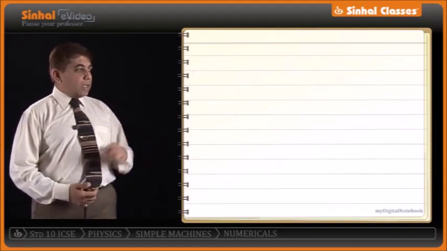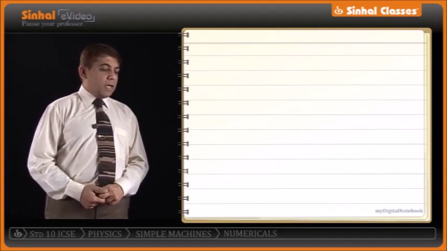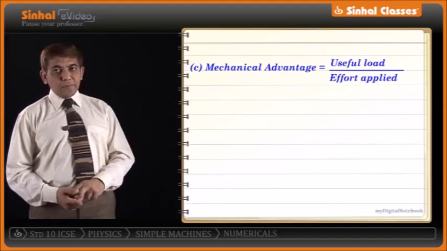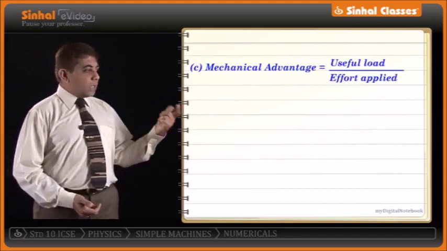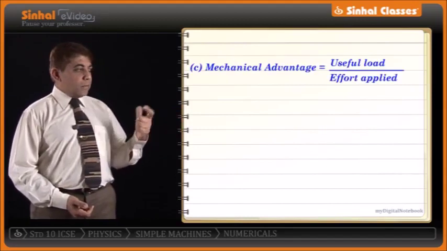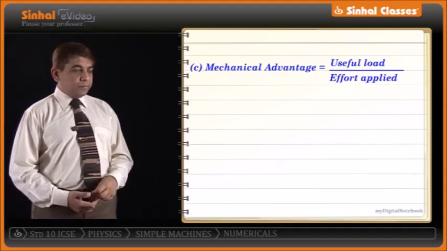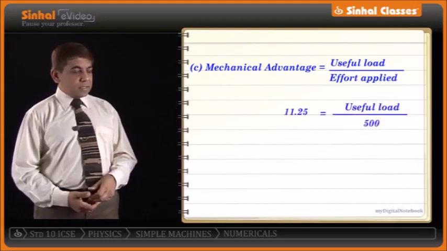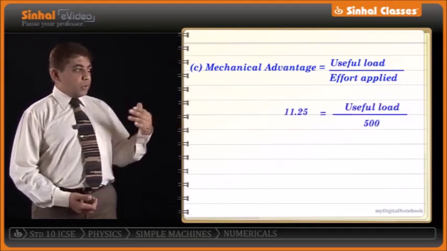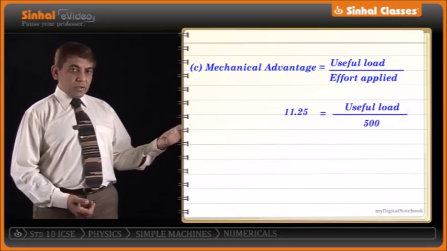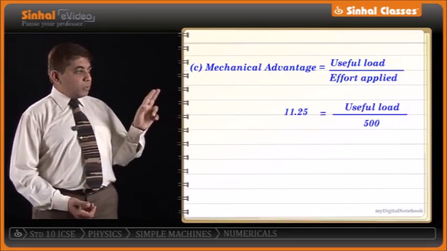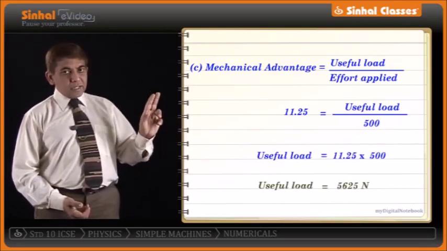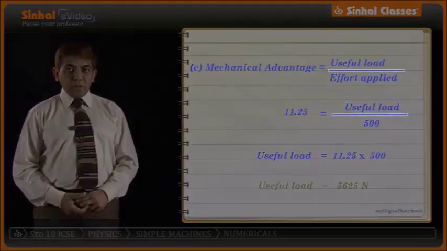We also have the relation for mechanical advantage as mechanical advantage is equal to useful load upon the effort applied. We just now found out the mechanical advantage. Mechanical advantage is 11.25. We are asked to find out the useful load. We also know the effort applied is given as 500. Using these values, we get the useful load as 11.25 multiplied by 500, which is equal to 5625 Newton.